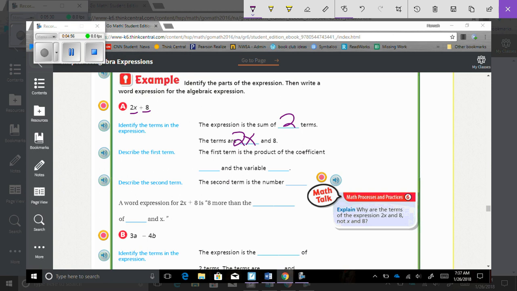The first term is the product of the coefficient. Coefficient, remember we said, is attached to the variable, so it's 2, and the variable is x. The second term is the number 8. A word expression for 2x plus 8 is 8 more than the product of 2 and x. Okay, so we have 8 more because we added that on to the product of 2 times x.